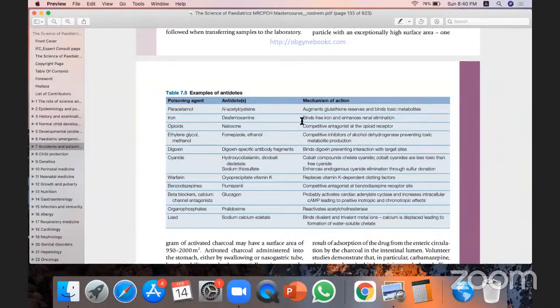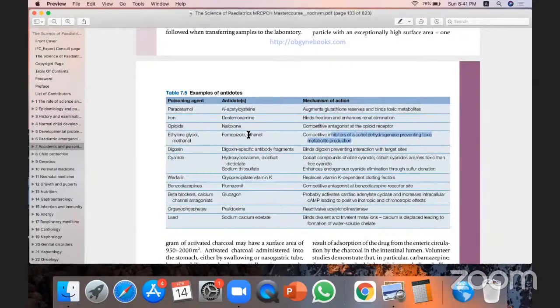Remember, the exact same line will not come. They will twist it, like helps in removing by urine, like this. They will twist something. And opioid, naloxone is a competitive antagonist of the receptor. It does not directly eliminate. Naloxone does not eliminate. Okay, and fomepizole is also a competitive blocker. This question came in exam.